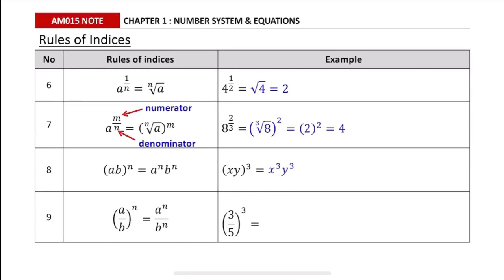And the last rule is when the base is a fraction, a over b. Just like the previous rule, we can also distribute the power to the numerator and denominator. So this equals a to the power of n over b to the power of n. The example is 3 over 5 cubed, which can then be solved and equals 27 over 125.